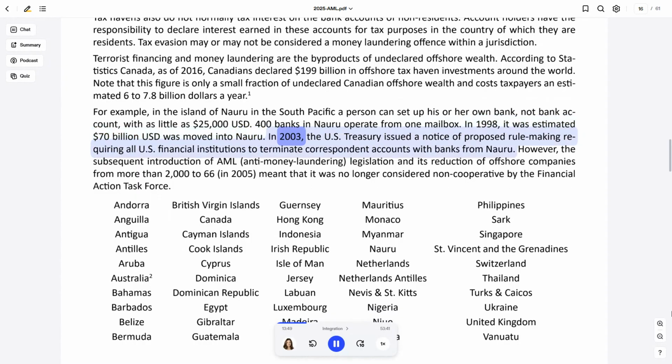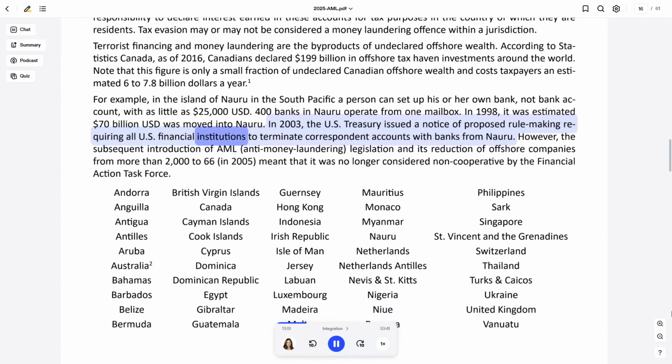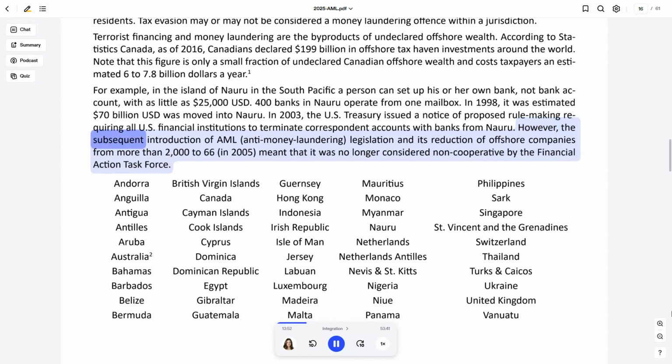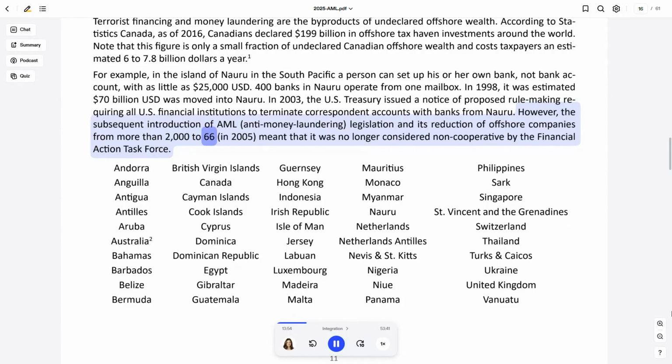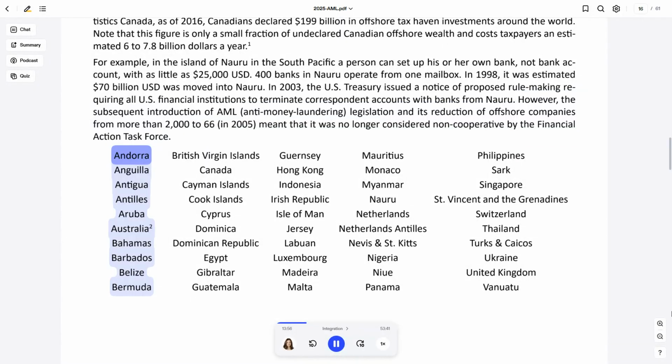In 2003, the U.S. Treasury issued a notice of proposed rulemaking requiring all U.S. financial institutions to terminate correspondent accounts with banks from Nauru. However, the subsequent introduction of AML, anti-money laundering legislation, and its reduction of offshore companies from more than 2,000 to 66 in 2005 meant that it was no longer considered non-cooperative by the Financial Action Task Force.